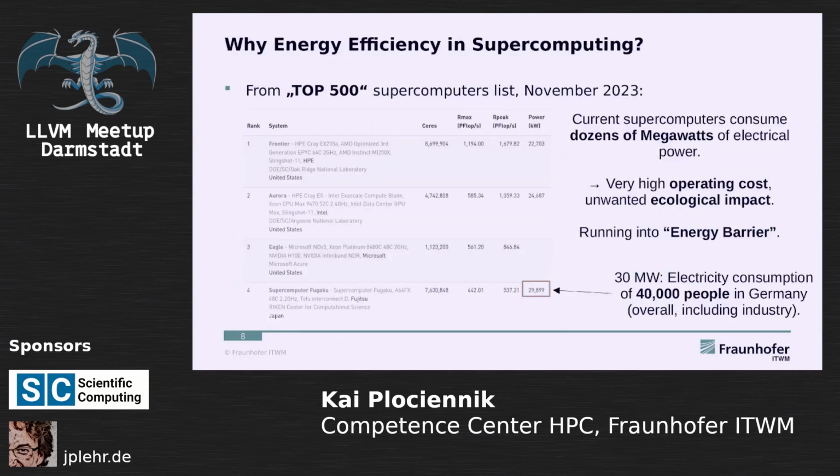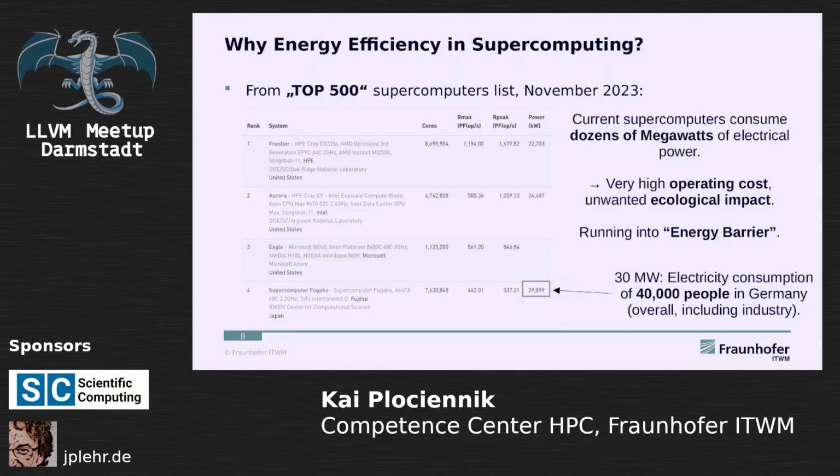So why is energy efficiency in supercomputing important? Well, if you have a look at the top 500 supercomputers list, which maybe in this context all of you might know, at the fourth rank here, the supercomputer Fugaku has a power consumption of 30 megawatts. I looked up the data and I found out this is the electricity consumption of 40,000 people in Germany, and not only the households, but Germany scaled down to 40,000 people. It's everything, including industry. So that's pretty a lot of electricity.